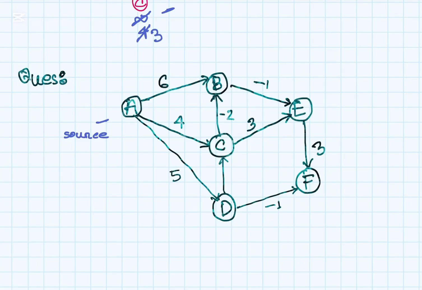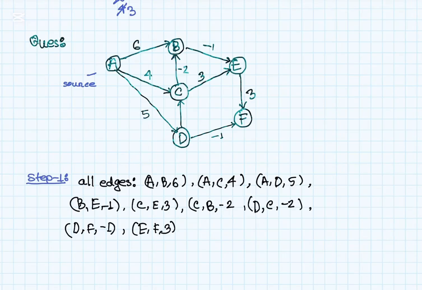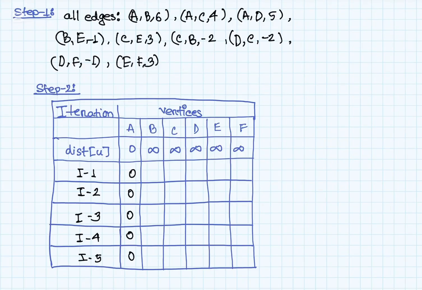We are given a graph. Now we have to find out the shortest path distance from A to all other vertices. The first step is to list all the edges of the graph. So we have listed down all the edges of this graph. The second step is to relax all the edges n minus 1 times. So this table will contain all the values of the edge relaxations.